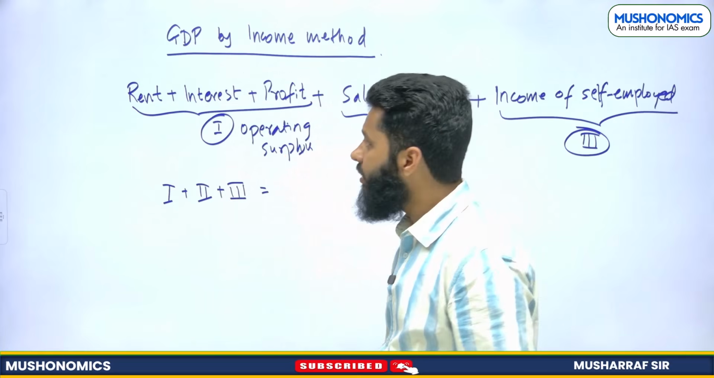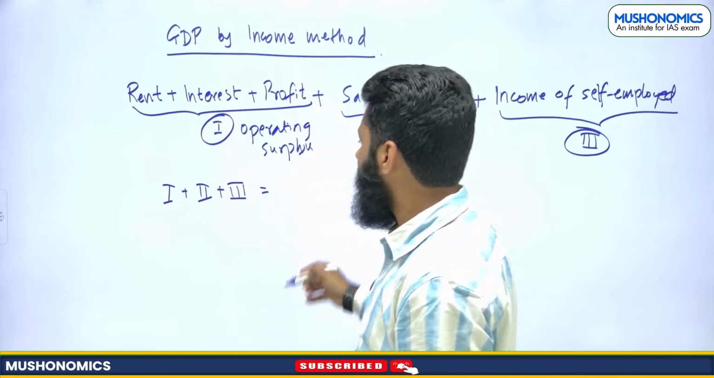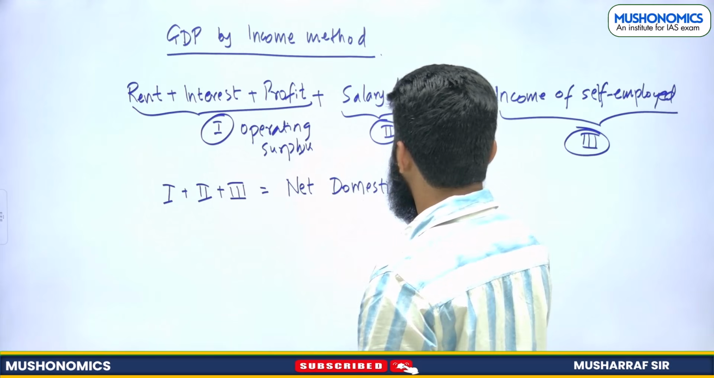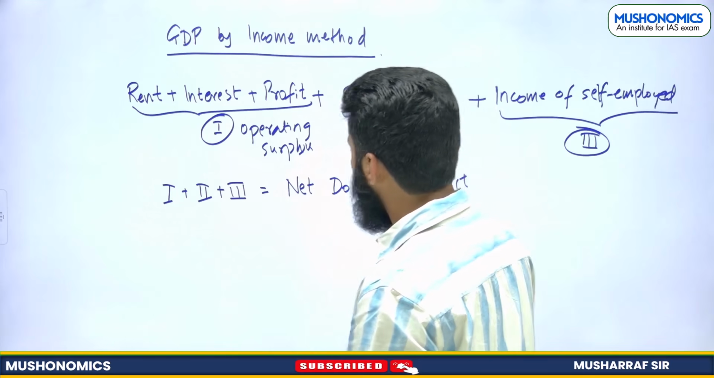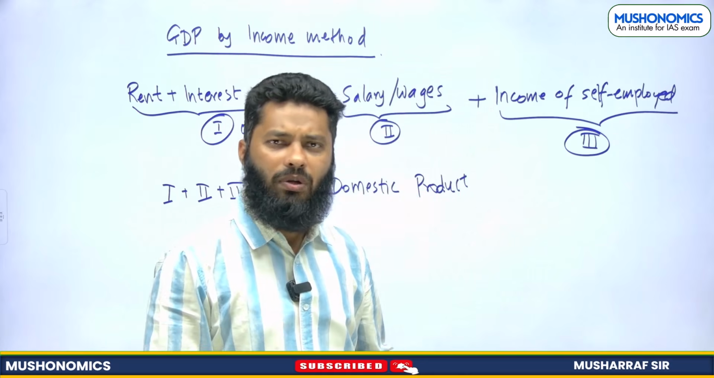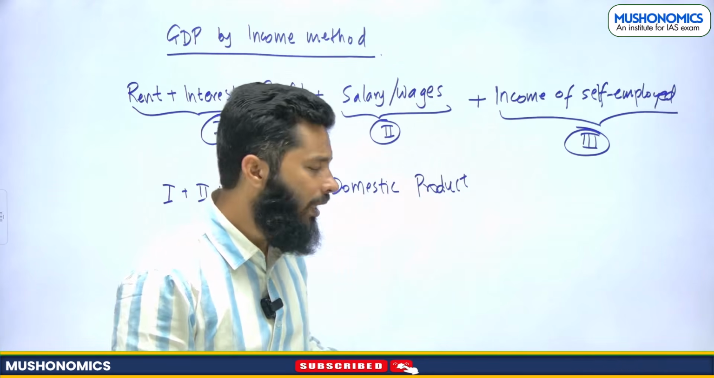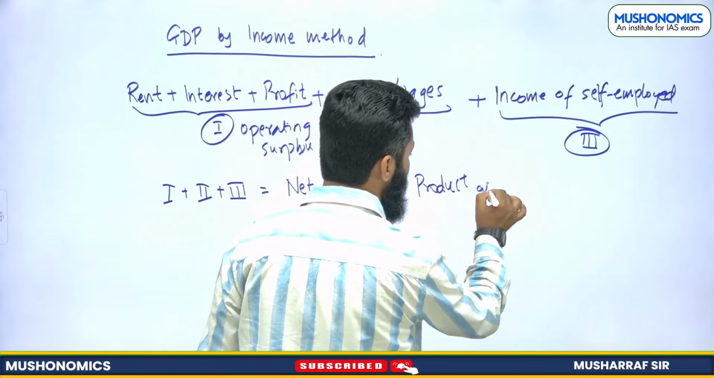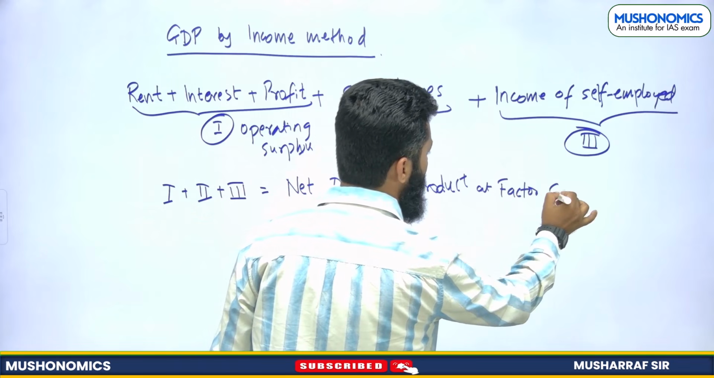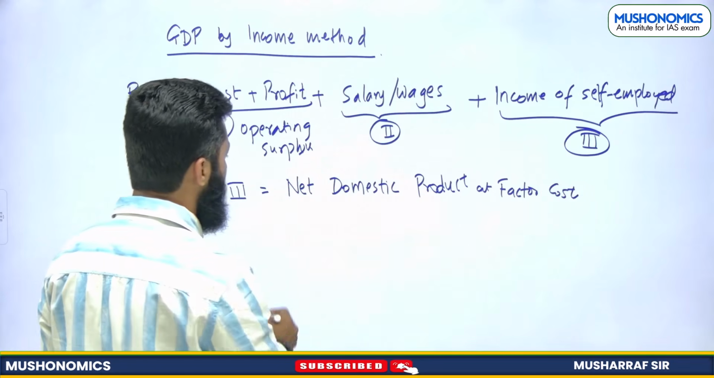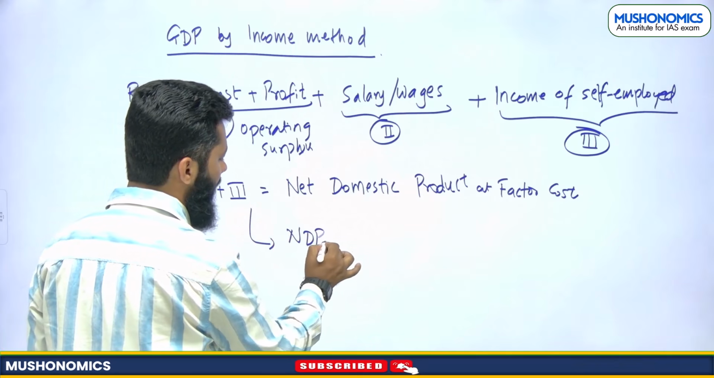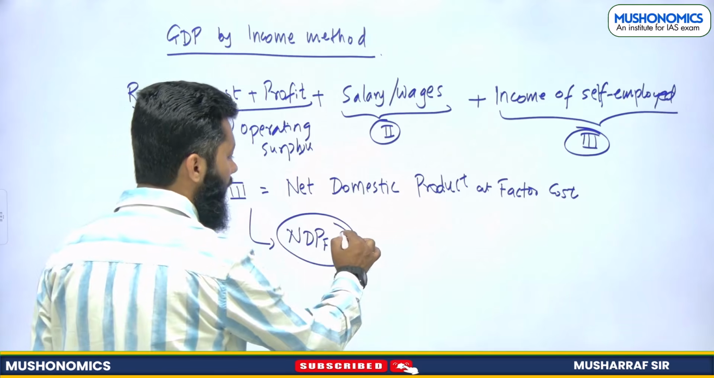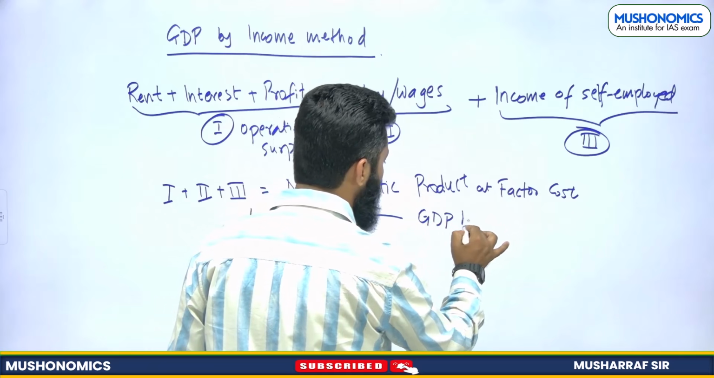Since it is income, depreciation is not there, so this will give us net domestic product. Depreciation is during production, and in expenditure we get the depreciation value included in it. Here we don't get depreciation value included, so it will give us net domestic product at factor cost. So 1 plus 2 plus 3 gives NDP at factor cost. This is the variant of GDP we get by calculating GDP by the income method, right?